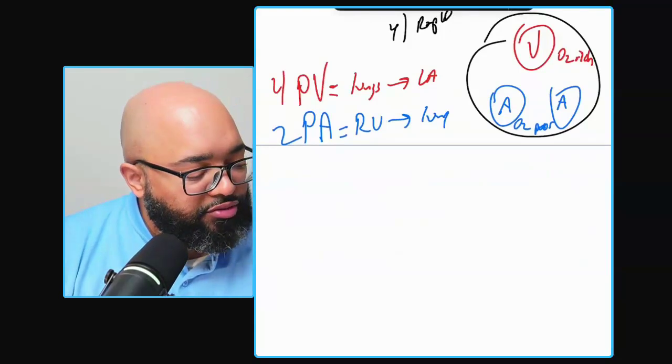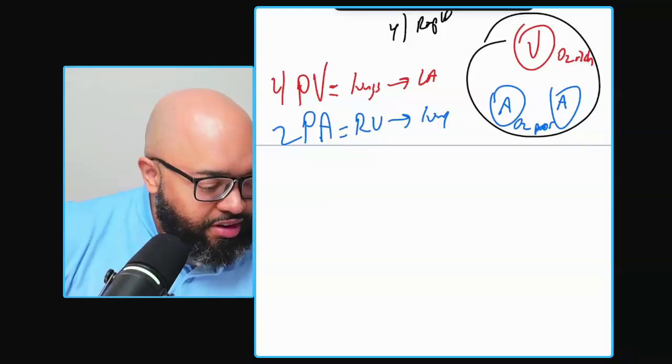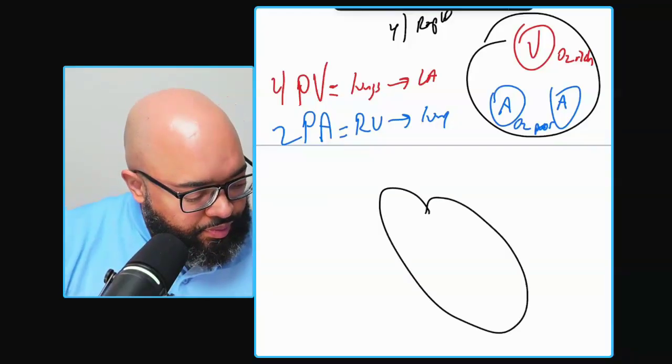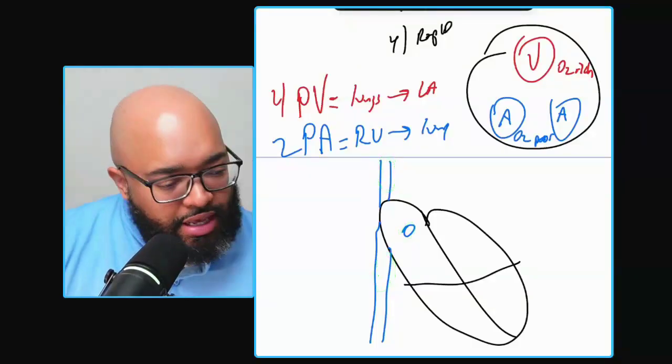All right, so let's go over blood flow, because this is something that you either know or you don't. How does blood flow? It starts in the right atrium, from the superior vena cava, inferior vena cava, and coronary sinus, into the right atrium.